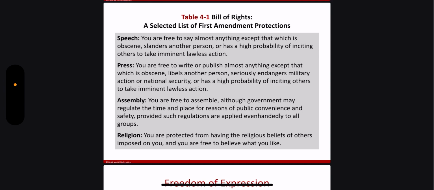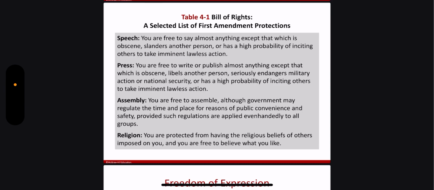In the First Amendment, we see that there are four big things that are protected. Number one is speech, press, assembly, and religion. Now, for speech, you're free to say almost anything. Okay? Almost anything. The Supreme Court has put in some boundaries as to things that are not acceptable, things like obscenity, things that slander another person, or something that is going to incite others to take imminent and lawless action.